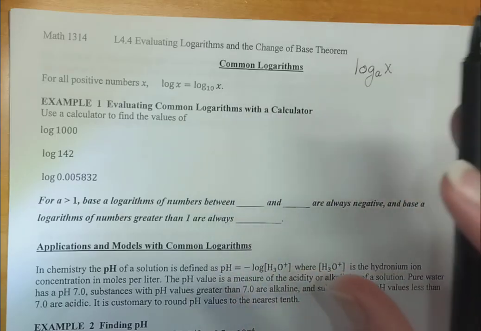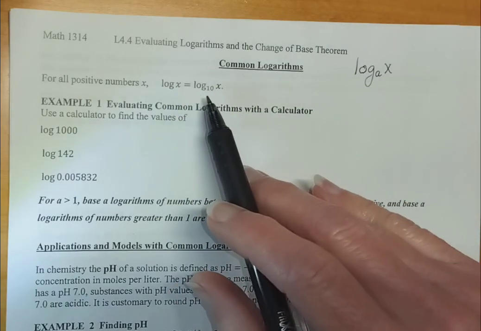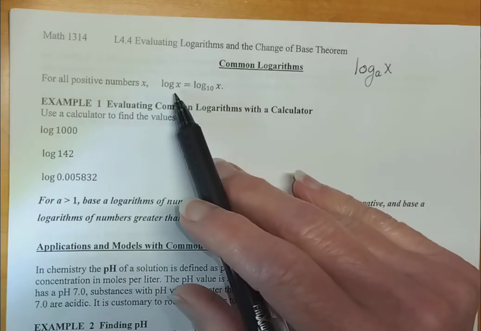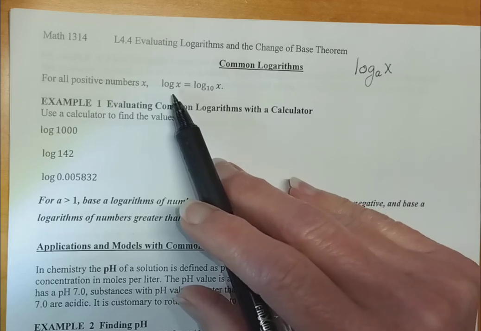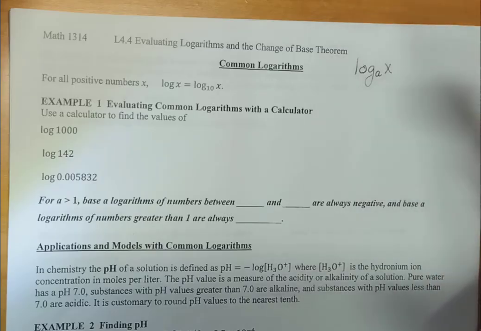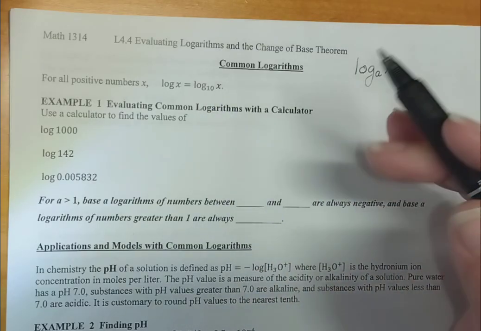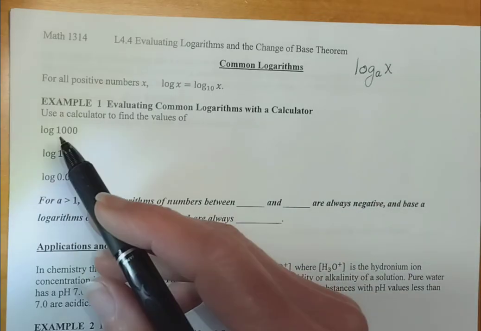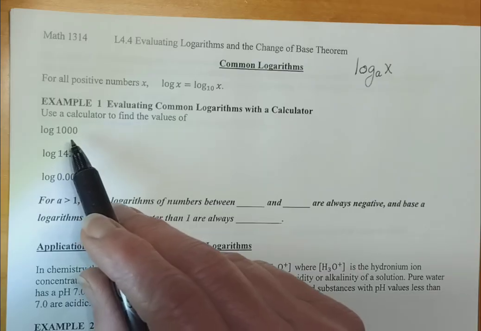Because 10 is the common base that we would use, we're going to let 10 be assumed if we don't even put a base down there with the log. So in other words, log of x means that we're after the log in base 10 of x. And so if we were trying to evaluate, we can use a calculator to find these values.